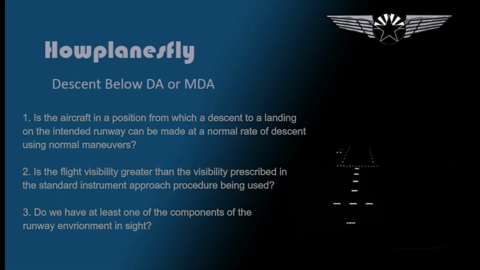This scenario is different from the previous 2, where determining the flight visibility was the challenging aspect. In this case, the challenge will be with the first requirement of 91.175 Charlie. Is the aircraft in a position from which a descent to landing on the intended runway can be made at a normal rate of descent using normal maneuvers?